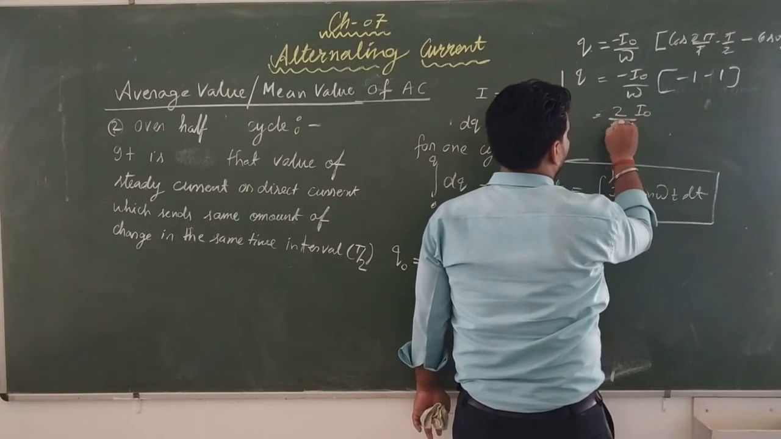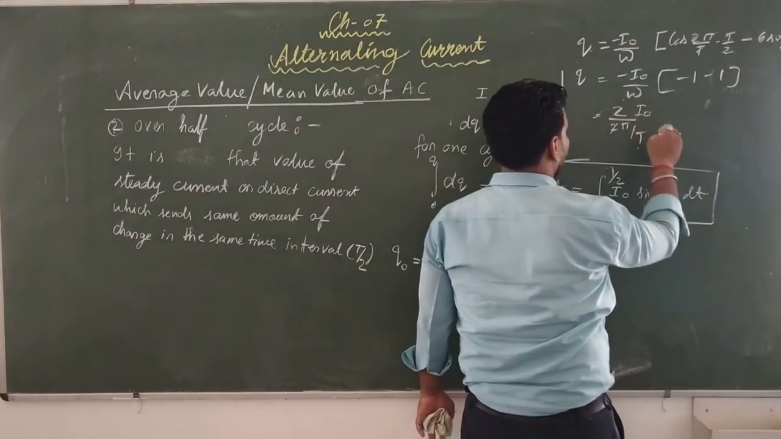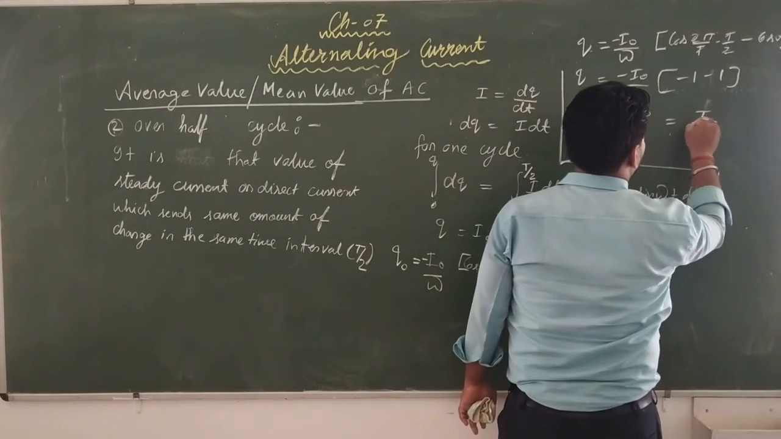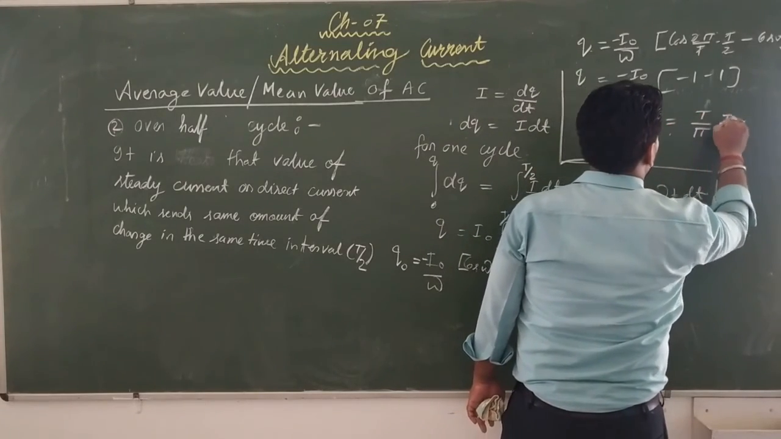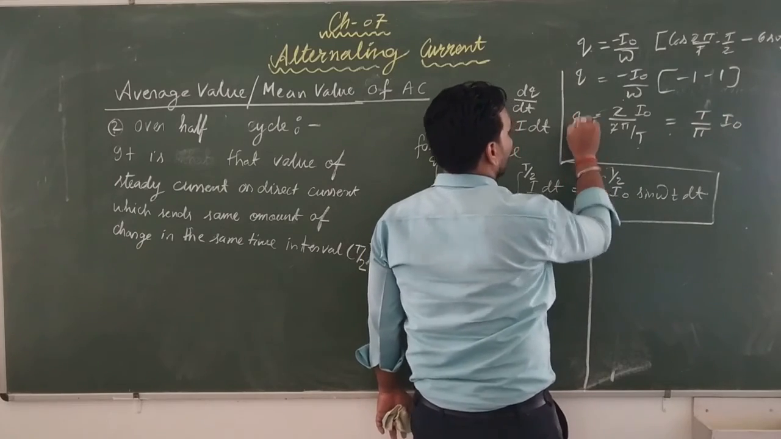And in place of omega, we can write 2 pi by capital T. So 2 and 2 will cancel out, T goes in the numerator. We are going to have T upon pi into I naught. This is the value of Q.